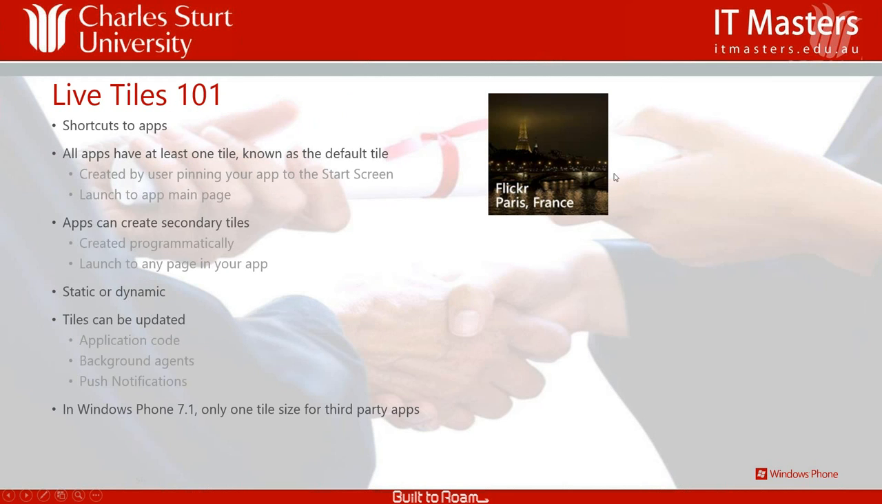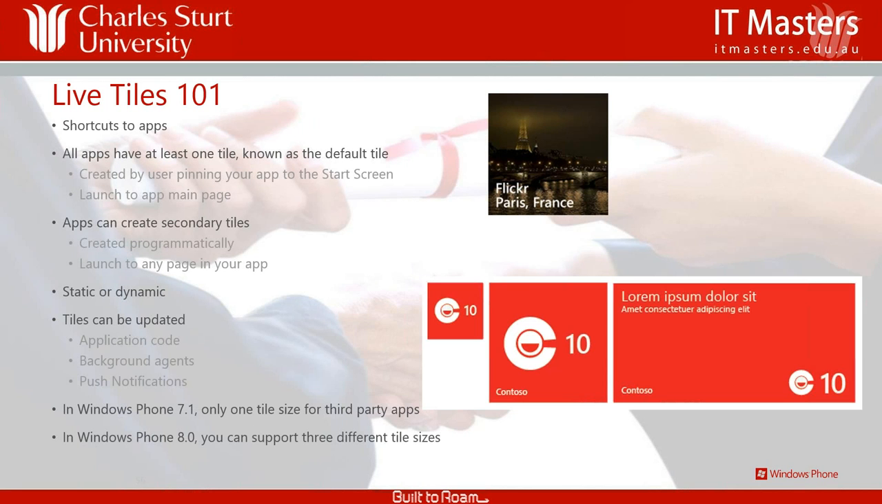One of the functions is a shortcut to the app. That was the original idea or the original implementation of a live tile. However, now as we move into Windows Phone 8, we've got a much richer set of capabilities around live tiles. We can create additional live tiles or secondary live tiles for our application, and those can launch any page within our application. Those live tiles can now be static, so we'll just set them once and leave them, or we can dynamically update them. Those tiles can be updated from our code that runs, so we've got a local tile API that we can call to update them.